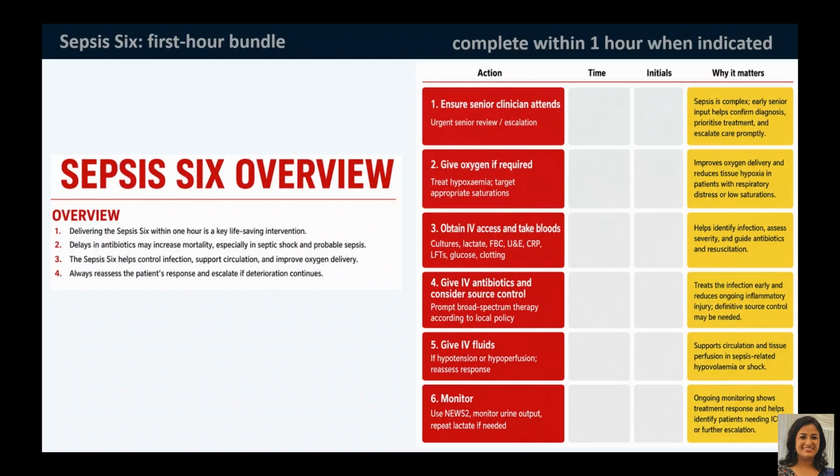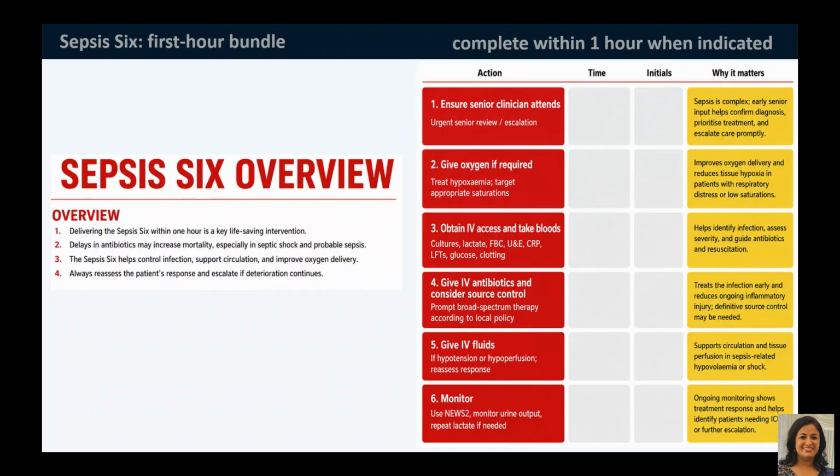But now they have actually modified it. They are not talking about the old one-hour bundle now. They are now talking about the Sepsis 6. What is the importance of it? The first one is a senior clinical opinion. They have incorporated the senior clinical opinion into this one-hour bundle. That is because, as I said, sepsis is a time-critical medical emergency with high mortality and high morbidity, isn't it?